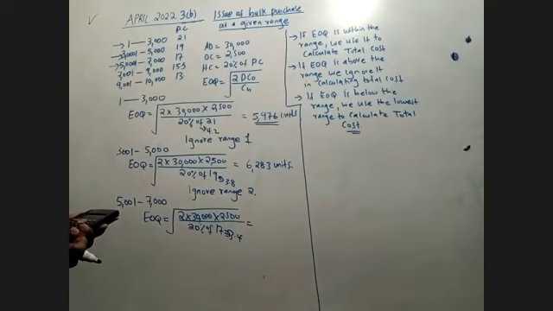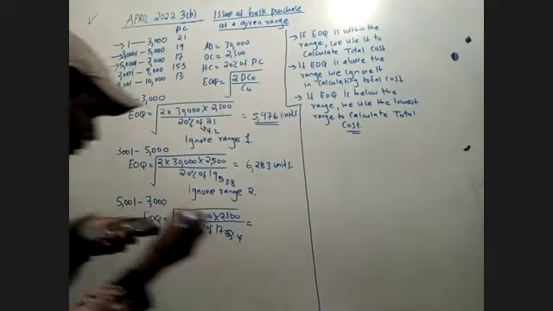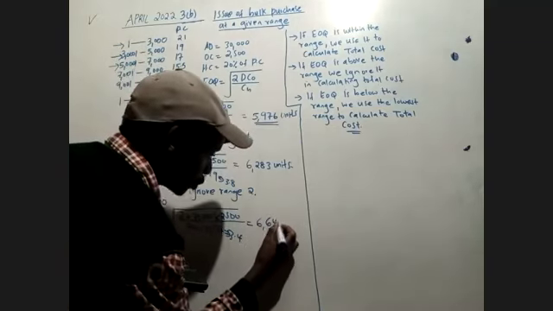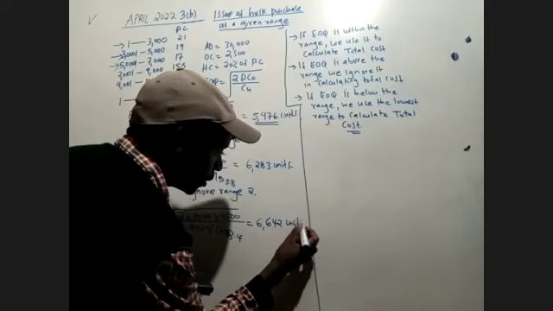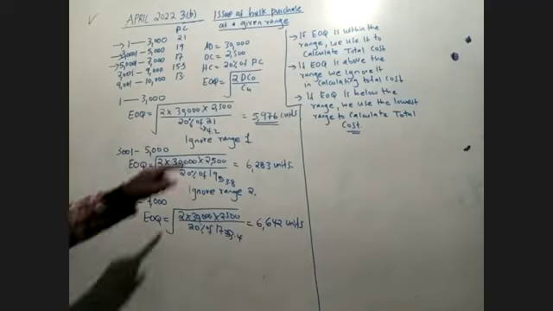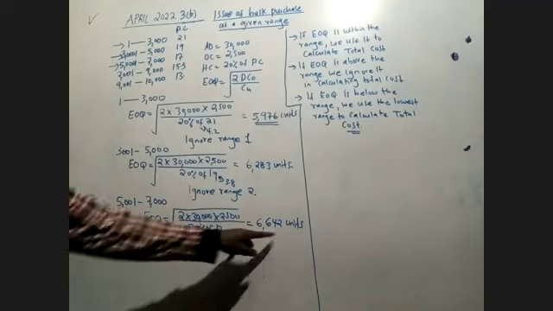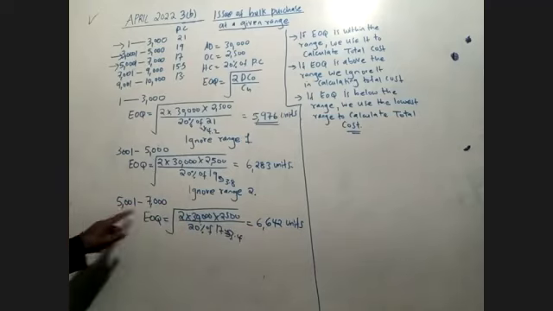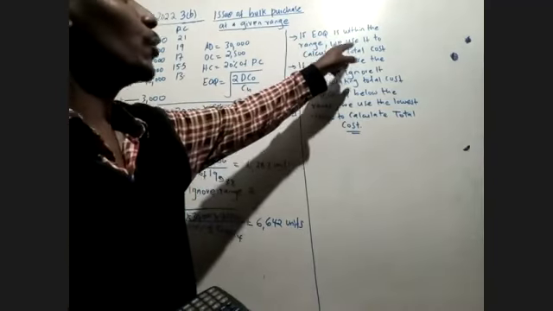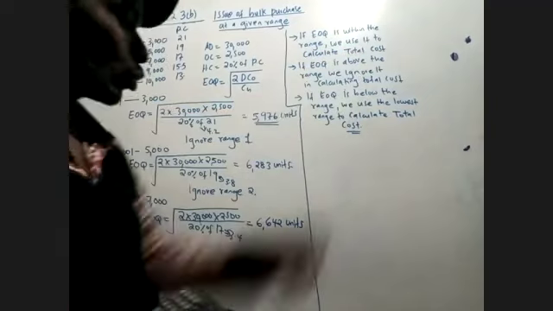At the end, my calculator is giving me trouble. That one is 6,642 units. Now this one, it is within the range. So 6,642 is within 5,000 and 7,000. Now if your Q is within the range, we use it to calculate the total cost.